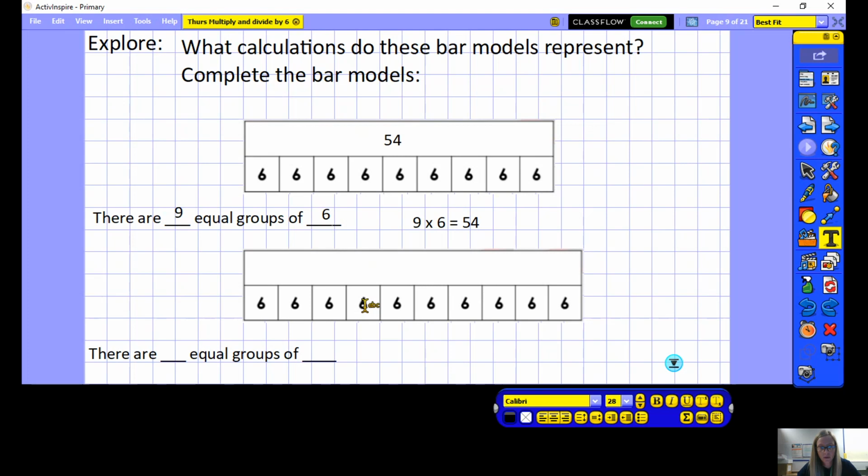Okay, so let's think about how many groups we've got. We've got 1, 2, 3, 4, 5, 6, 7, 8 groups. And in each group, we've got 6. If I count in 6s, 8 groups of 6, I know the total to be 48. So my division fact would be 48 divided into 8 groups, and I have 6 in each group. Okay, well done if you got those right.